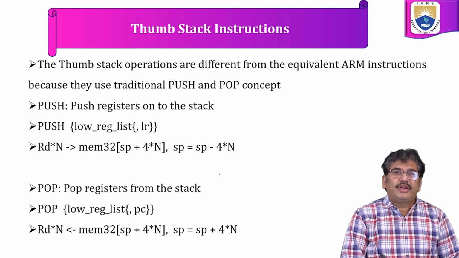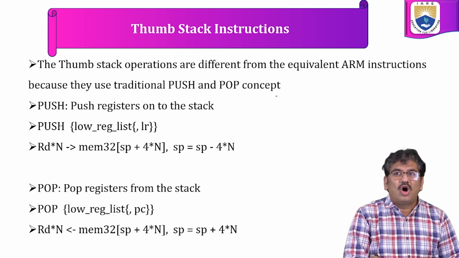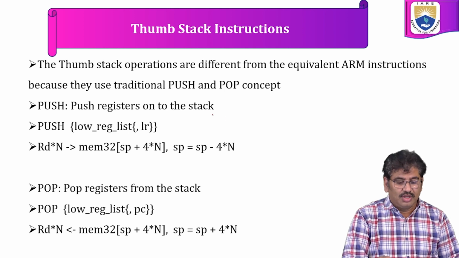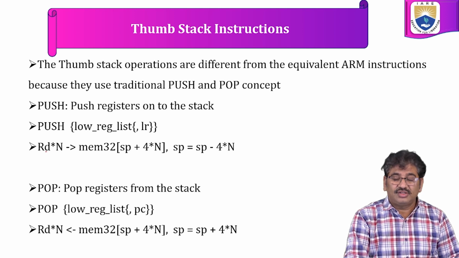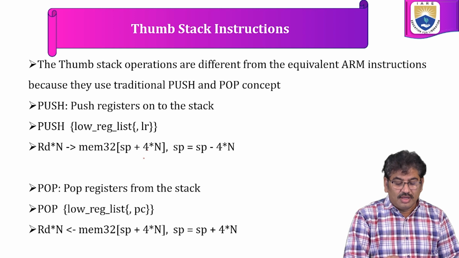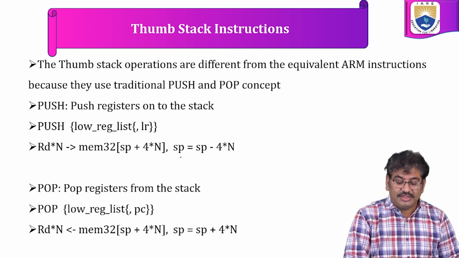The Thumb stack operations are different from the equivalent ARM instructions because they use the traditional push and pop concept. Push registers onto the stack: PUSH low registers, comma, LR. This instruction will copy the contents of Rd registers, multiple N, into the memory location whose address is given with the stack pointer. As it is 32-bit, each register takes 4 bytes, so 4N size. For every push operation, the stack pointer will be decremented by 4 times the number of registers.